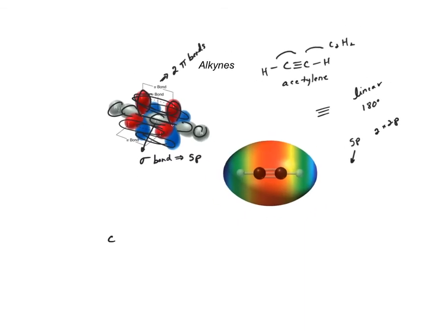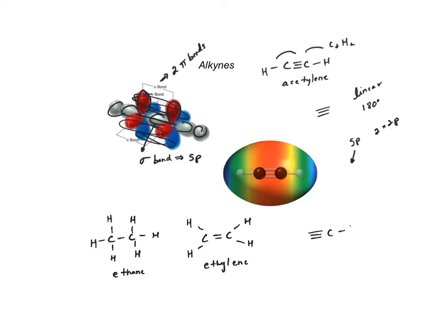If we compared something like ethane, which is our alkane, this is just all of our carbon-hydrogen single bonds. So this is ethane. We compared that to ethylene, which is our carbon-carbon double bond. So this here is ethylene. And if we compare that to acetylene, who do you think has the shorter bond angles?